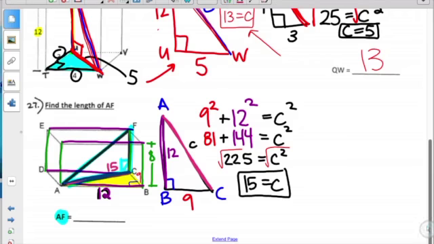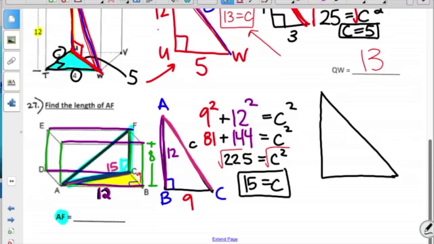Okay, so let's redraw our triangle. The right triangle. AC. And then we have F over here. And let's fill in with what we know. We know that AC is 15. Okay, AC is 15, it's this one right here. And we also know CF, which is 8. And the last one is AF, which is what we need to find.